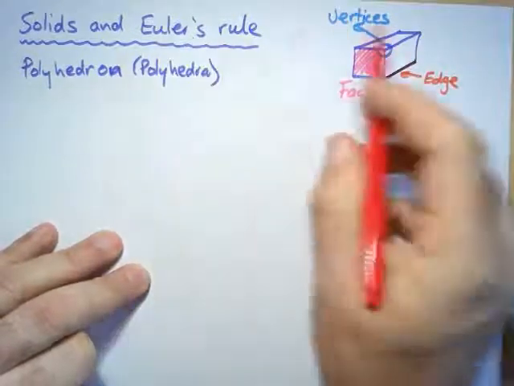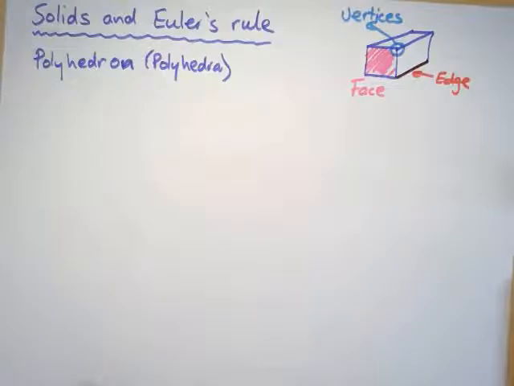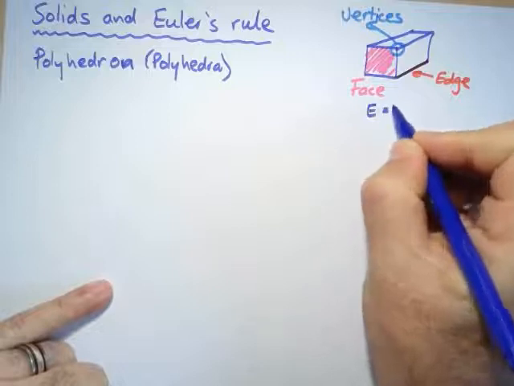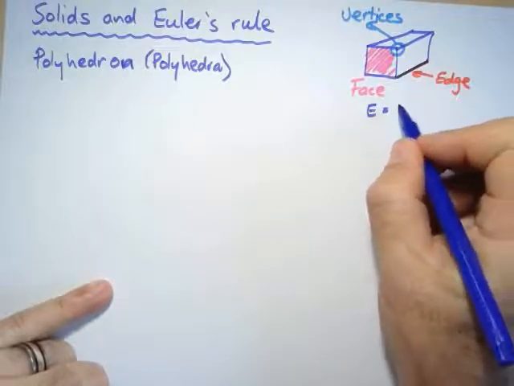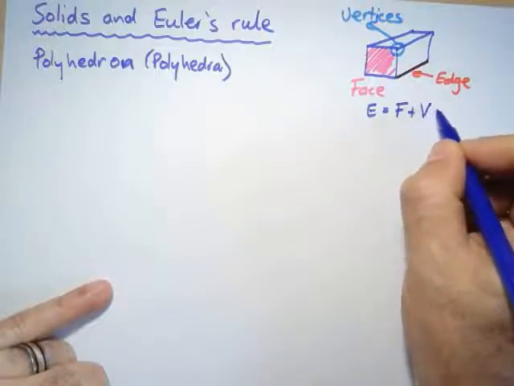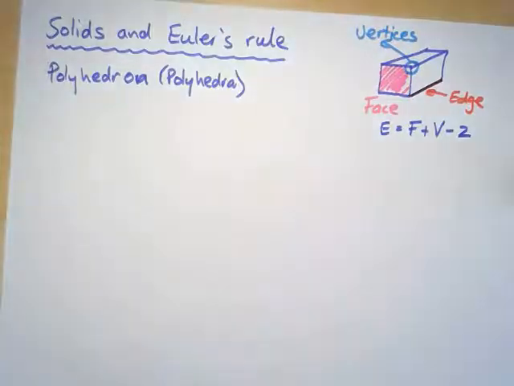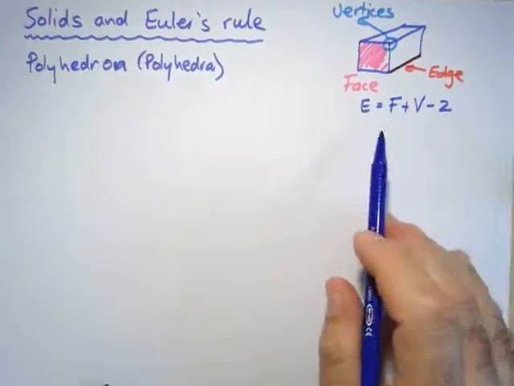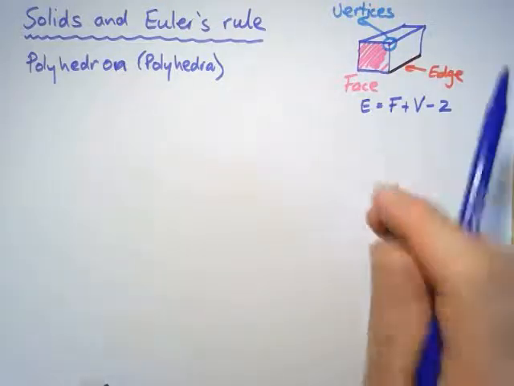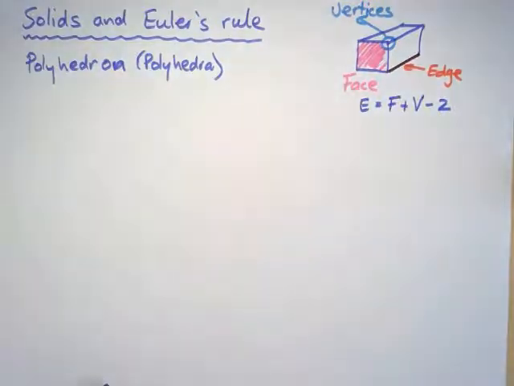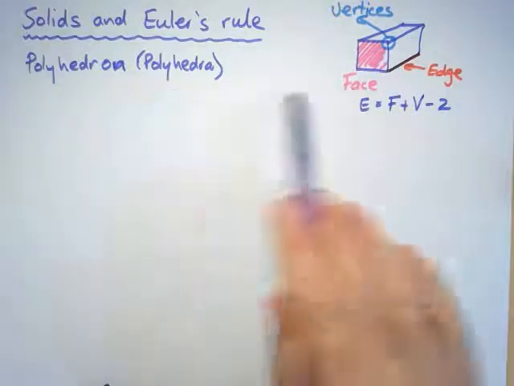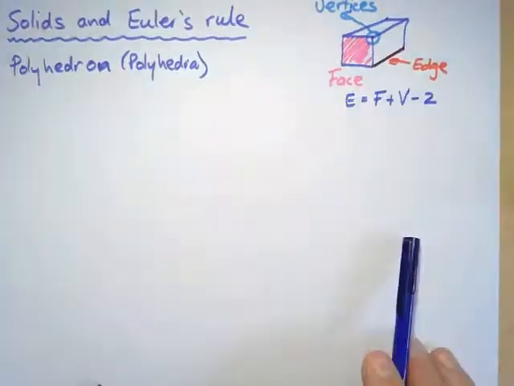Now, Euler's rule works with those. Euler's rule says the number of edges equals the number of faces plus the vertices, take away 2. Okay, but we're not going to use that. If I ask you how many faces, you will just count them on your sketch. If I ask you the vertices, you just add them on your sketch. If you can't see it, if I just give it to you in words, you draw the shape according to the description.